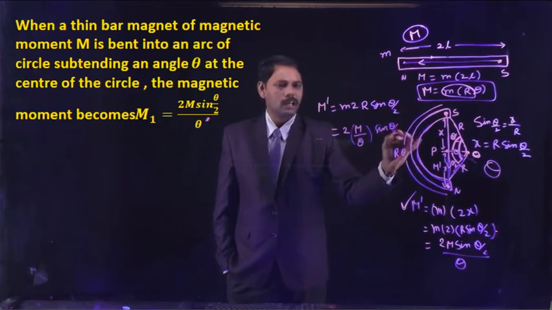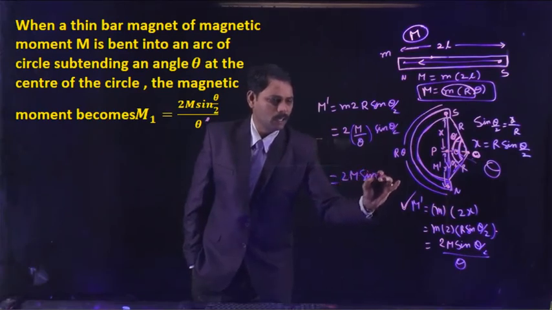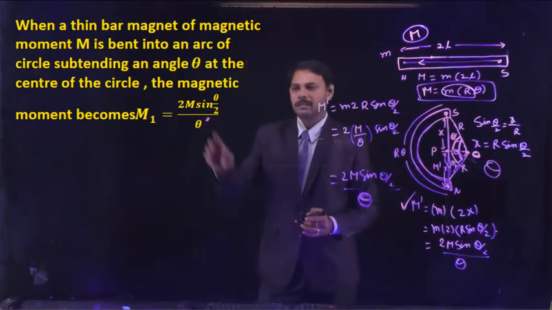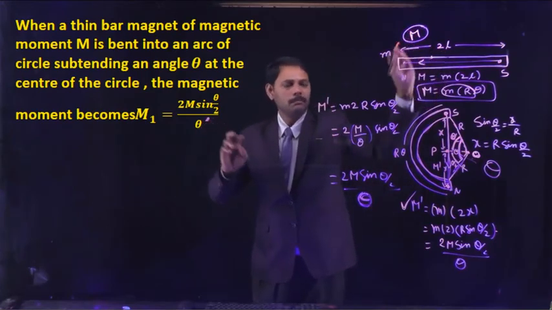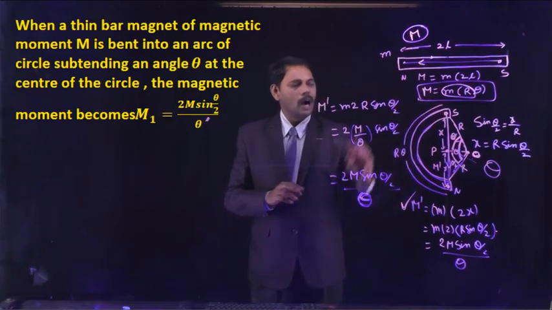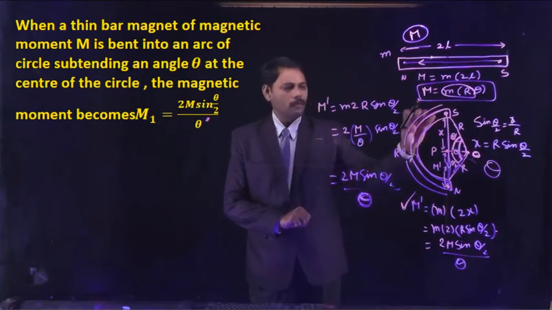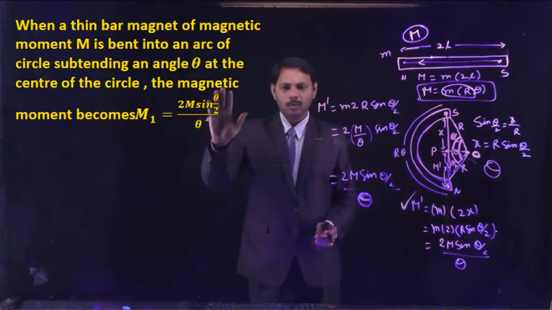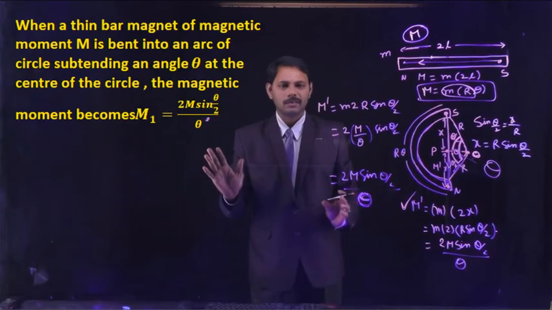Rearranging this, we get the formula 2M sin theta by 2 whole divided by theta. Theta must be in radians. So this is the formula, students. If you have a bar magnet of magnetic moment M bent into the form of an arc that makes theta angle at the center of the circle, then the modified magnetic moment of this arc shaped magnet is m dash equal to 2M sin theta by 2 whole divided by theta. Theta is in radians. This is the conclusion.